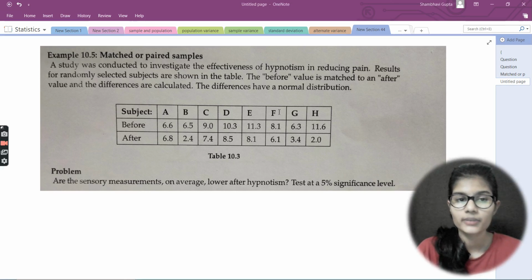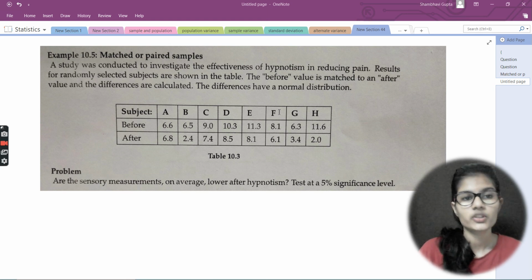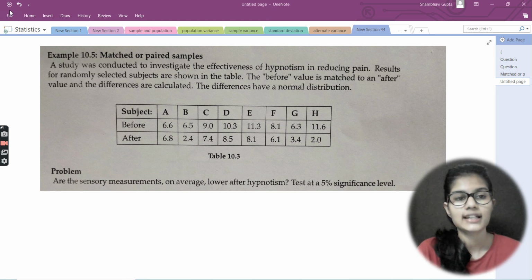As we discussed in the previous video regarding matched or paired samples, today we are going to see one question regarding this topic. The question says that a study was conducted to investigate the effectiveness of hypnotism in reducing pain. Results for randomly selected subjects are shown in the table.